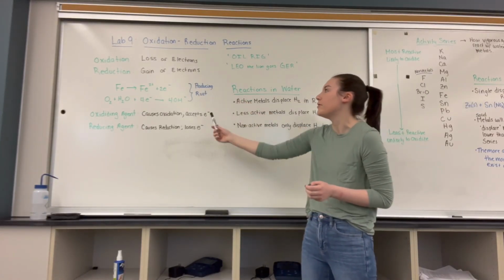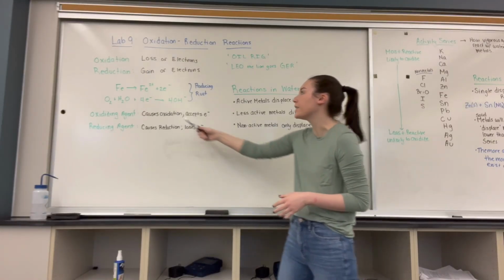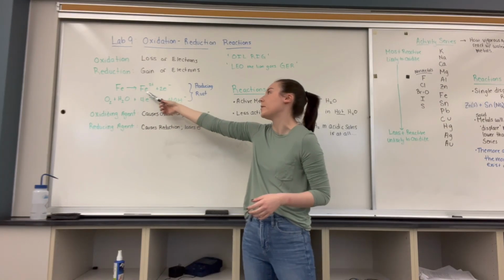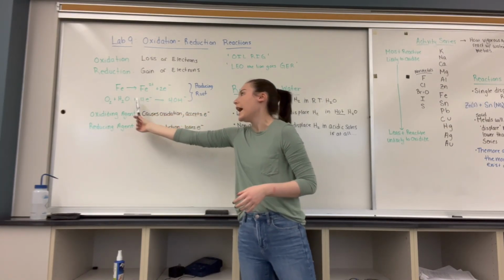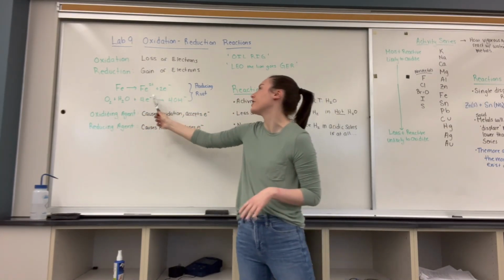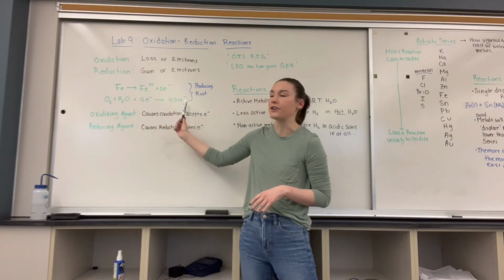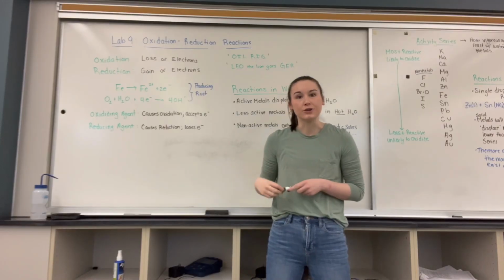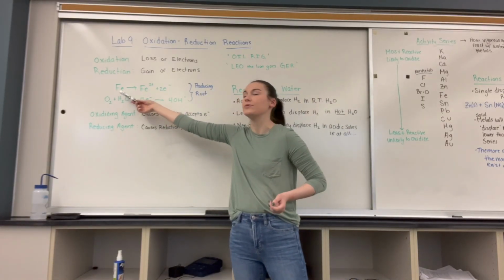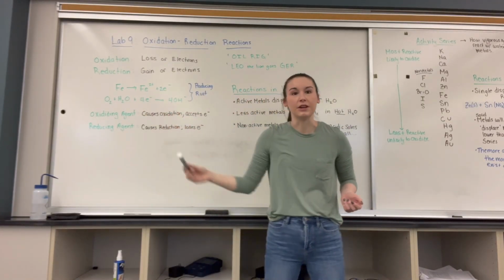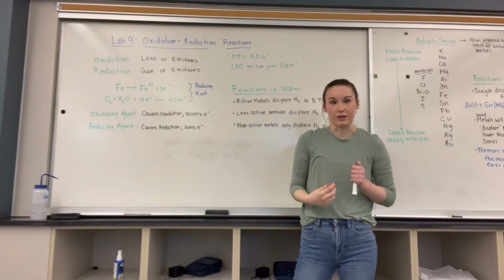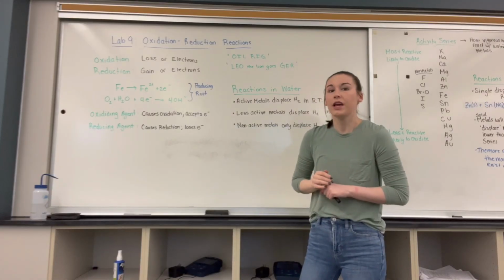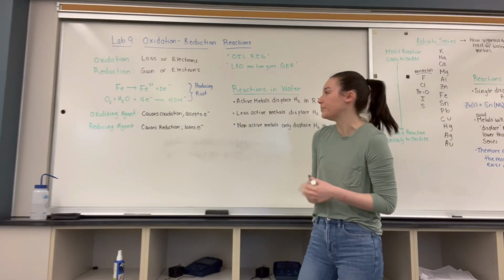So I have an example of how rust is produced here, where iron is being oxidized. It's losing its electrons and becoming iron 2+, and the oxygen and the water in the air are gaining electrons from that iron and creating OH-. You can also look at this through oxidation numbers. The oxidation number of iron was 0, and it went to an oxidation state of 2+, and so that shows an oxidation as well. And the same goes for the oxygen and the water in that reaction, in the reduction reaction.